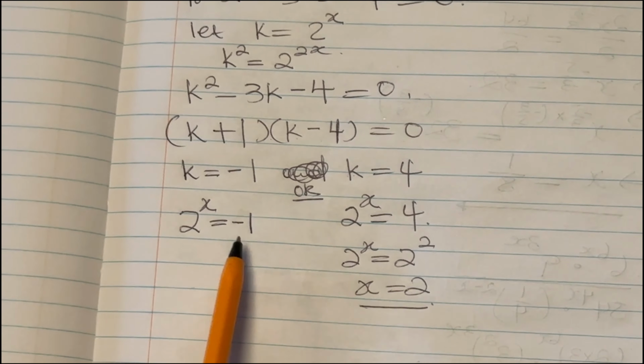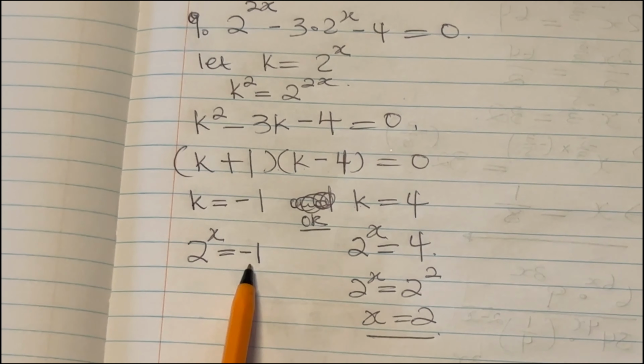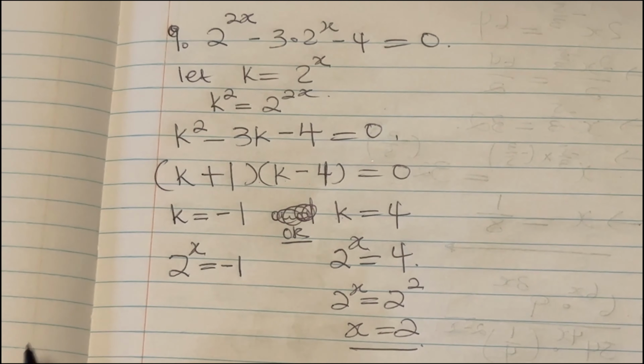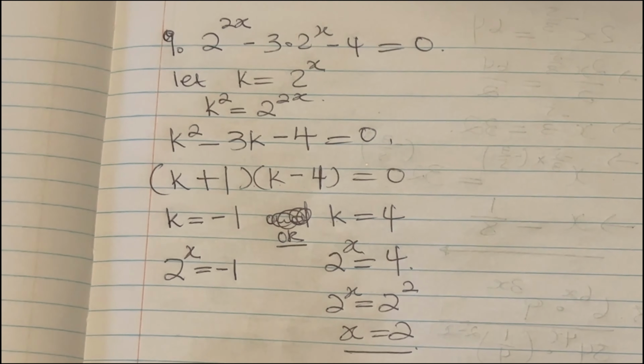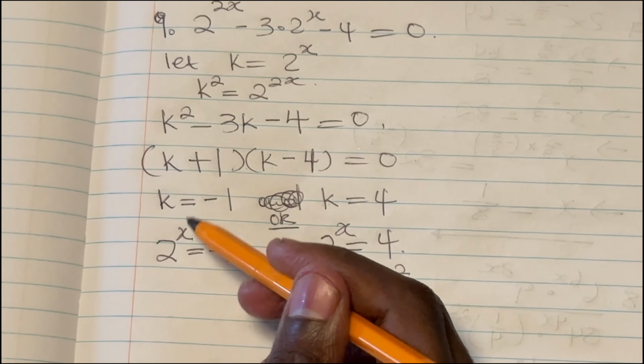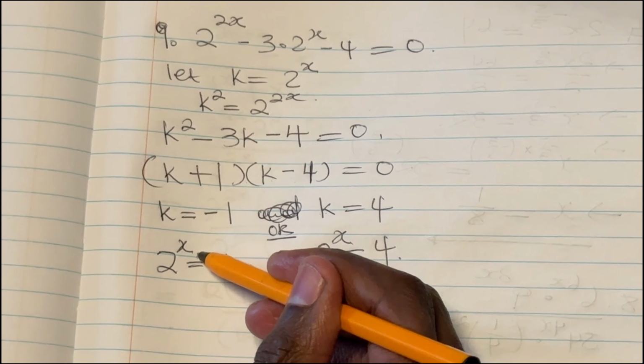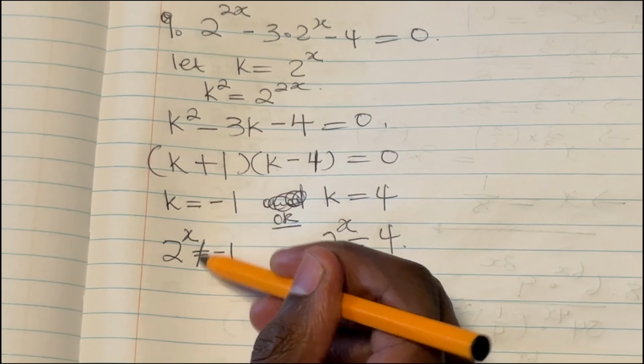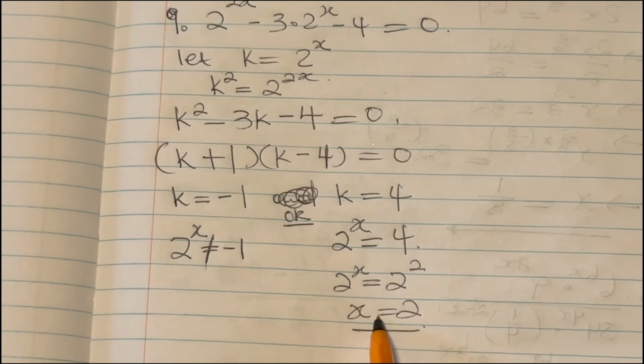But this side, you must bring it to the base of 2. So I don't think this one is solvable because you can't bring negative 1 to the base of 2. So your answer is x equals 2.